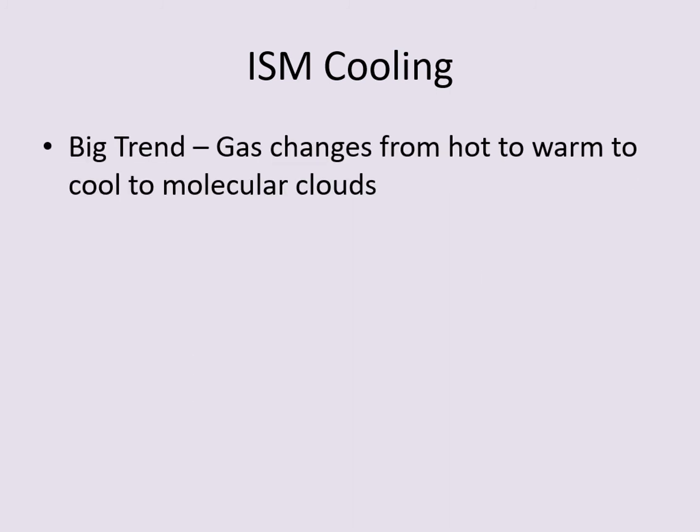Notice the big trend that's going on here. We start with very hot hydrogen gas produced by supernovas and very hot stars. Over time, that gas cools off and goes through the warm, cool, and molecular phases, getting cooler and denser as it radiates light away. But all of this time, it keeps a constant pressure. The cool, dense molecular clouds have roughly the same pressure as the hot, low-density hot ISM.